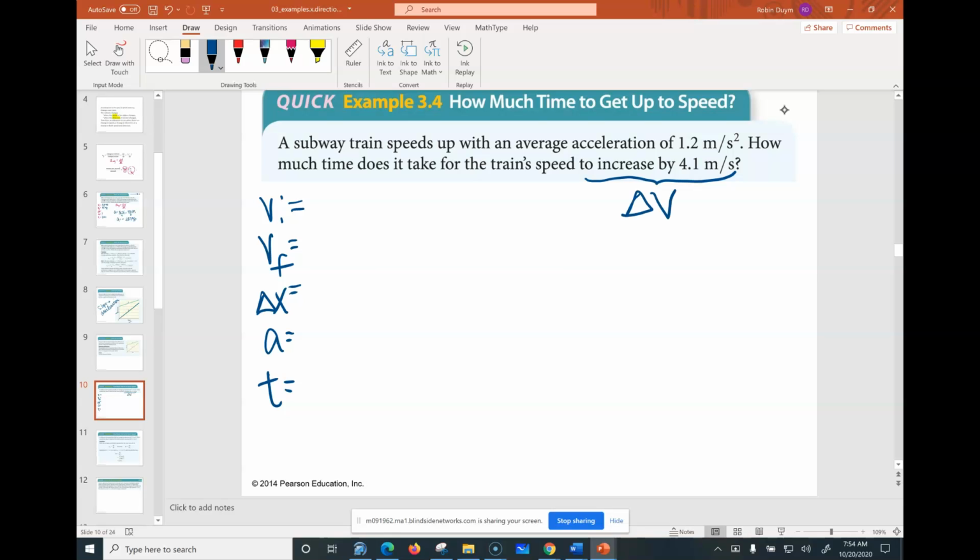This is talking about delta V together because it's saying it increases. So we don't necessarily care how fast it's going in the beginning or the end. All we know is that it changed and it increased by 4.1 meters per second. So if we write it like this, what other pieces of information do we have? We want to find out time, and they give us meters per second squared. So do you have enough information?